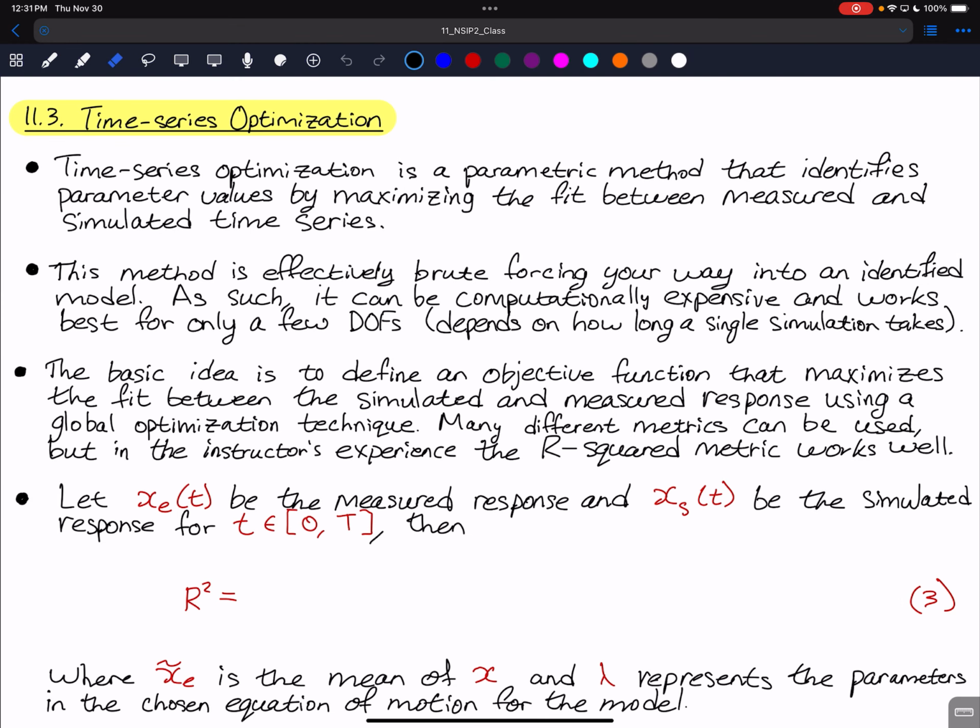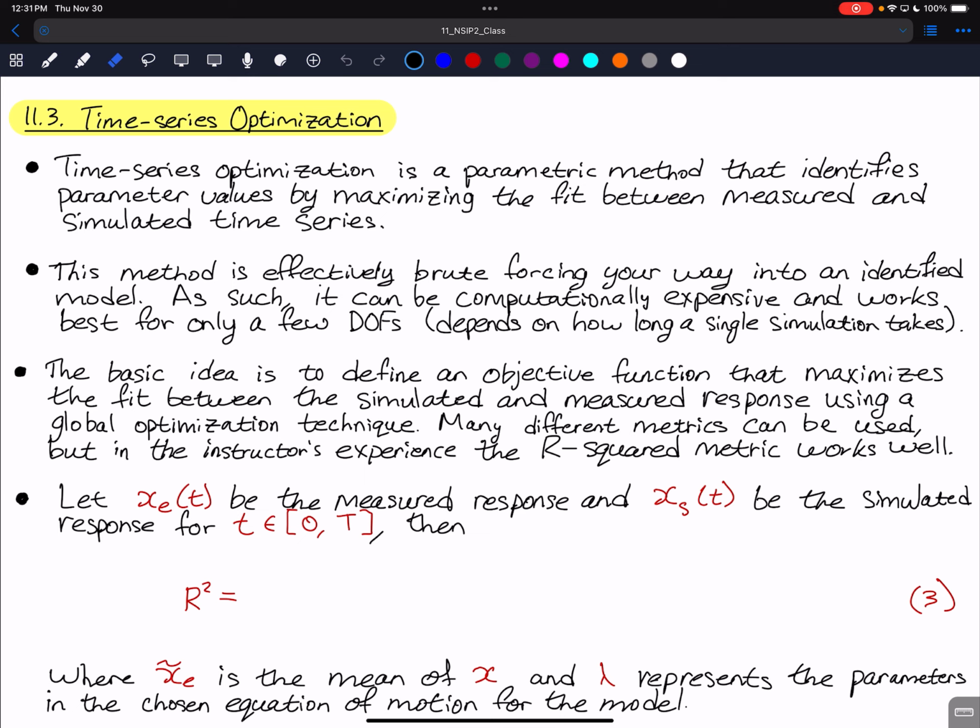Okay, so like I said, we're going to go over two methods, time series optimization and the characteristic nonlinear system identification. The time series one is just for you to know about, and then you'll actually have an assignment on the characteristic. We already do have an assignment on that, on the characteristic nonlinear system ID.